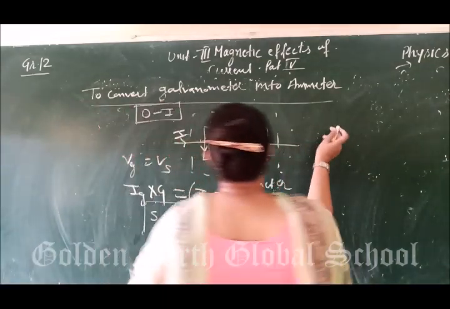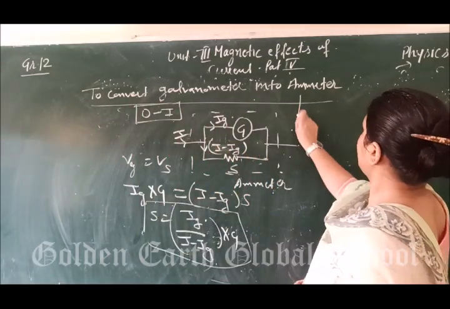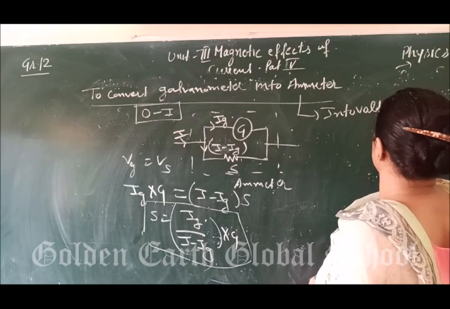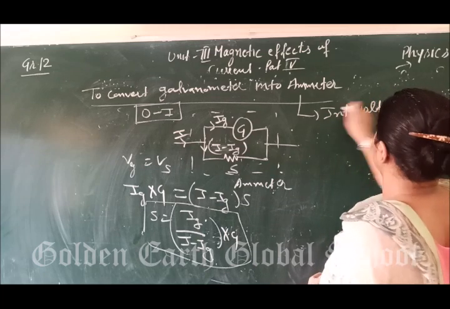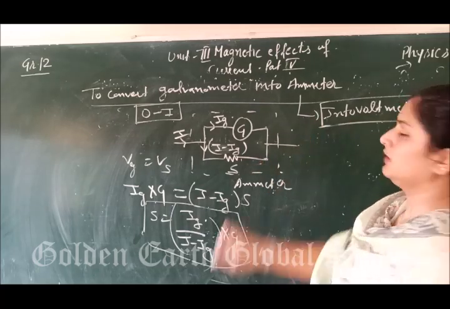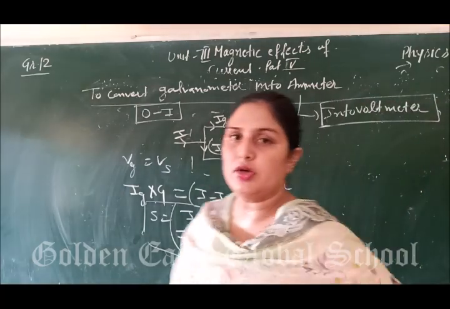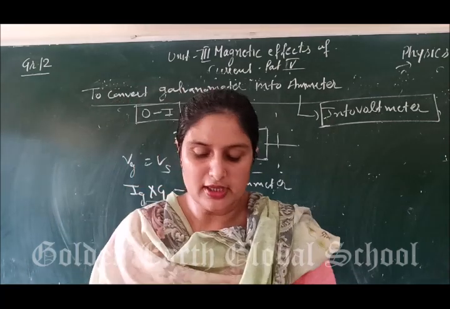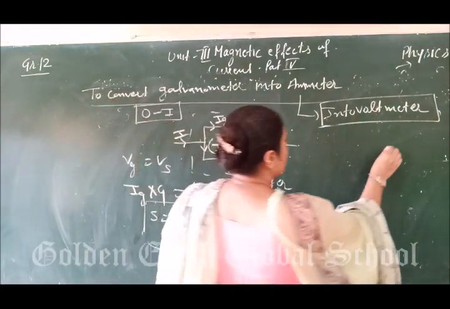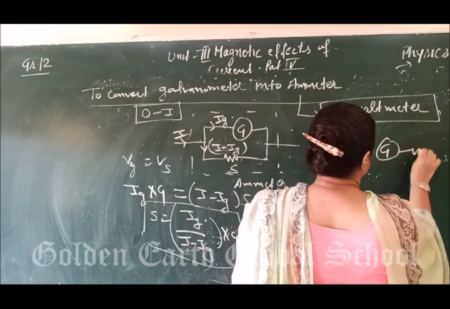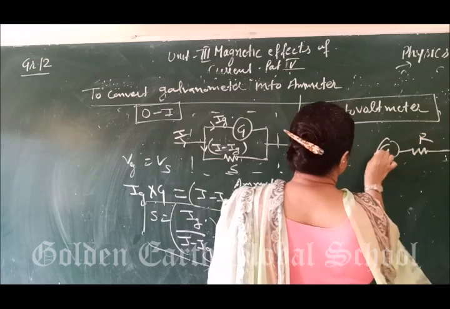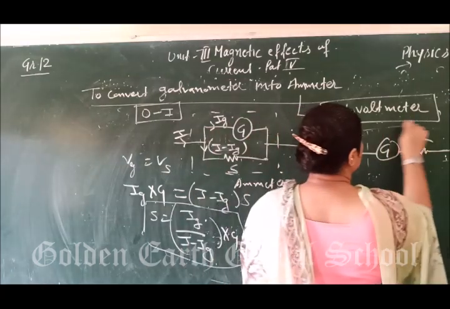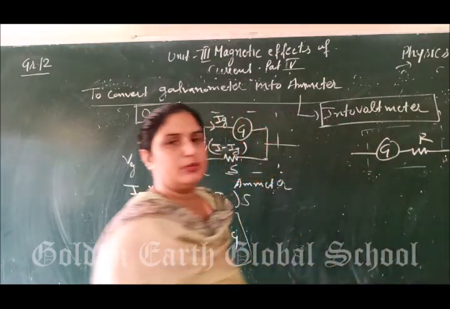Now next one is to convert the galvanometer into voltmeter. Now to convert the galvanometer into voltmeter, we have to connect a high resistance in series with the galvanometer, and this arrangement will work as the voltmeter.